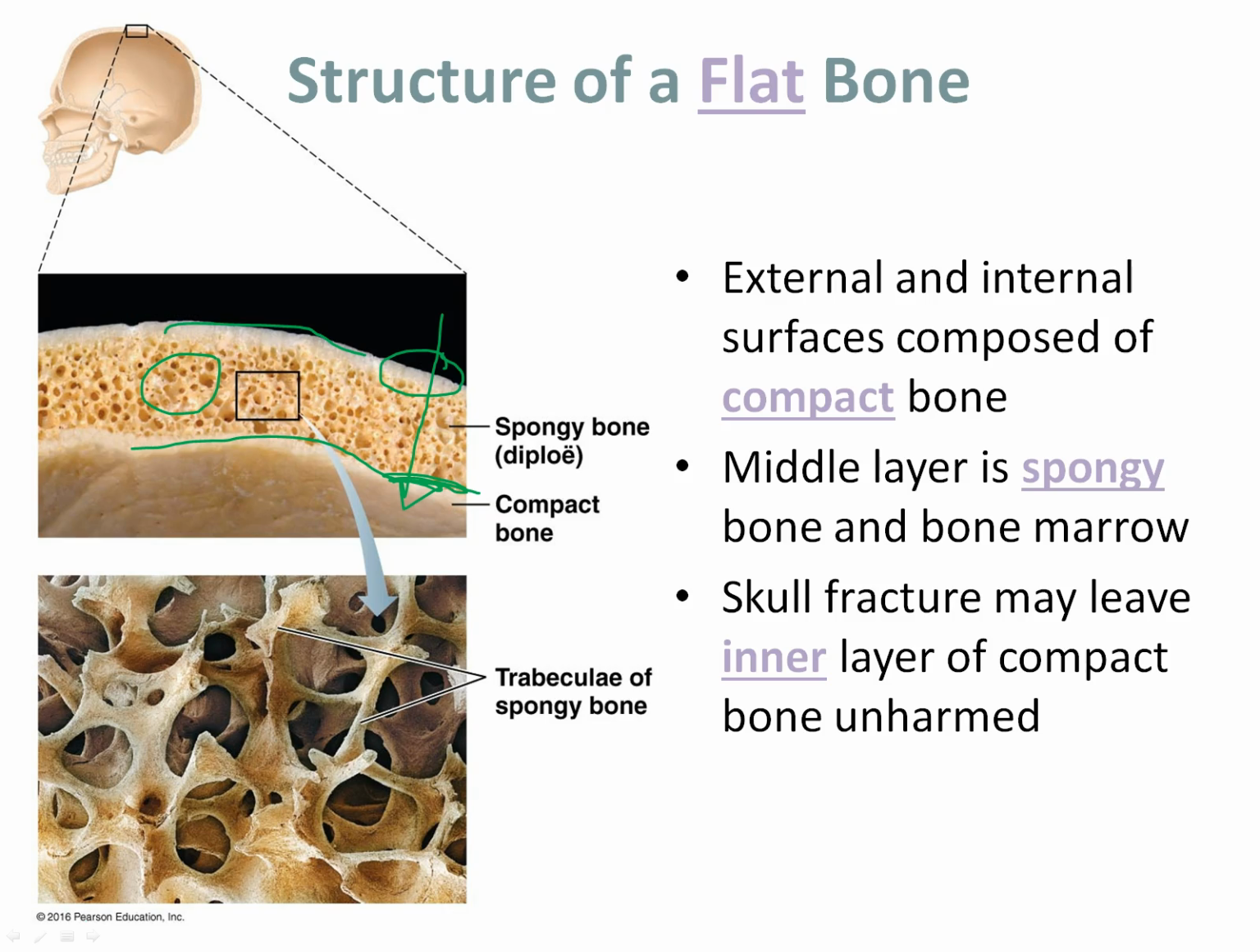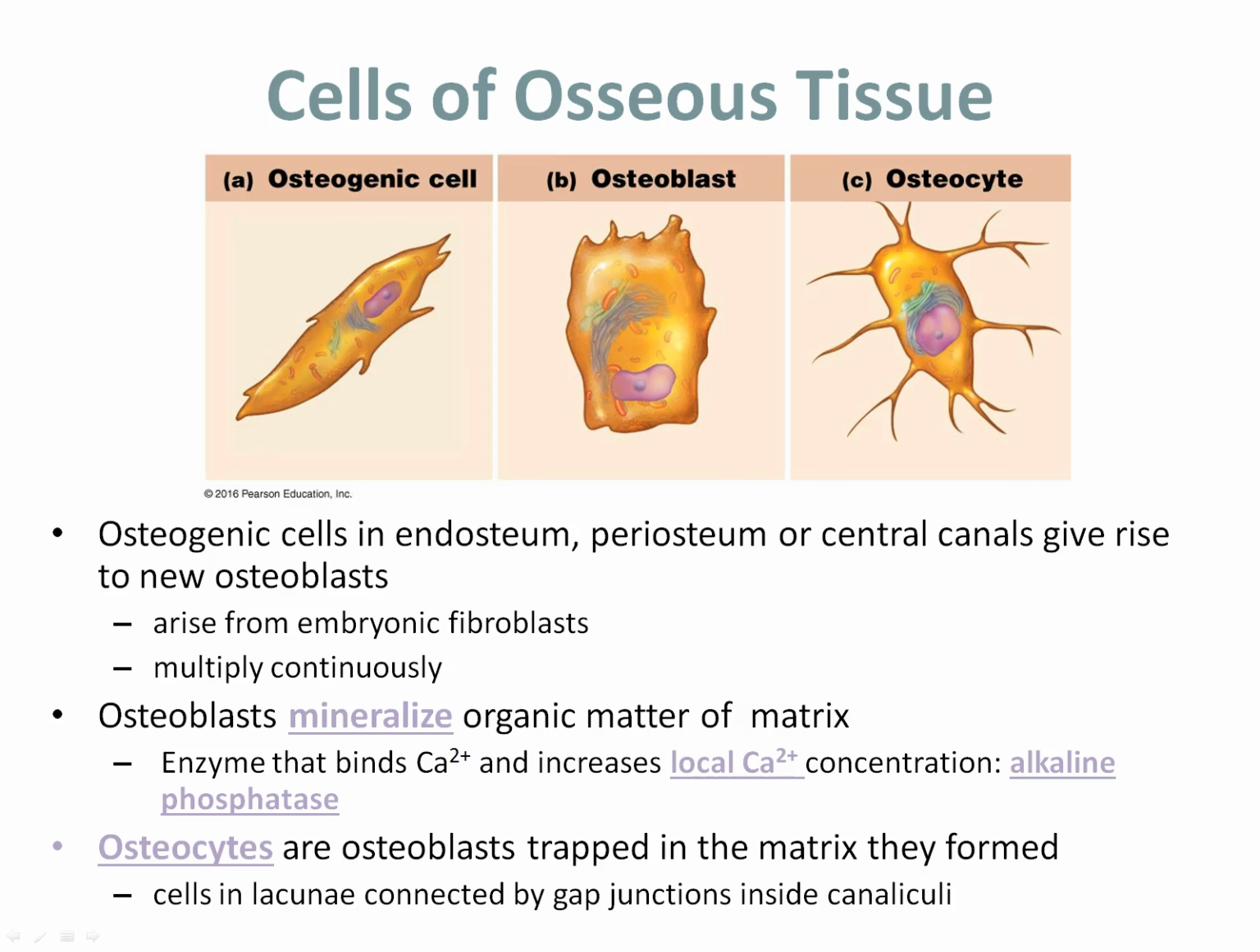One thing to note is the trabeculae, or delicate struts, that form spongy bone. So these are all trabeculae, and this forms the spongy structure of spongy bone. We can see that micrograph showing us the microscopic structure of spongy bone. The cells of osseous tissue function to build and remodel bone throughout our lifetime.